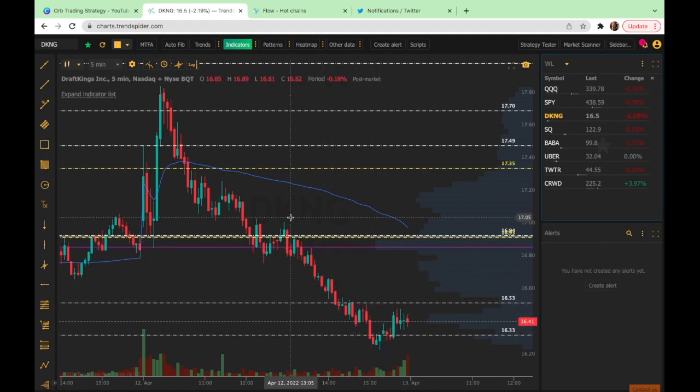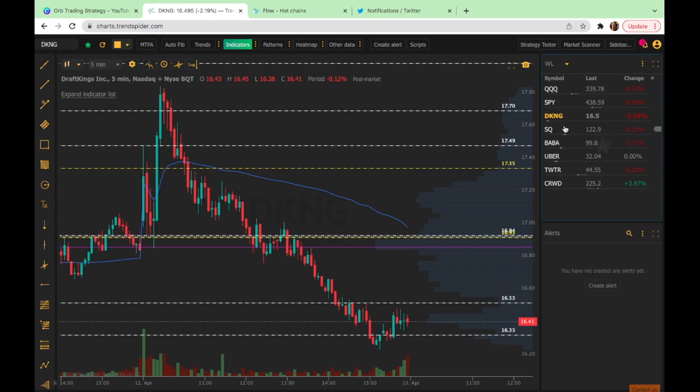VWAP, a lot of people use it, so it is a very key level in terms of looking at how price action responds to VWAP. Once we close below VWAP, that just adds conviction. I never really take plays based off of VWAP. It just helps me to add conviction or maybe add in size if I'm very confident in the play.